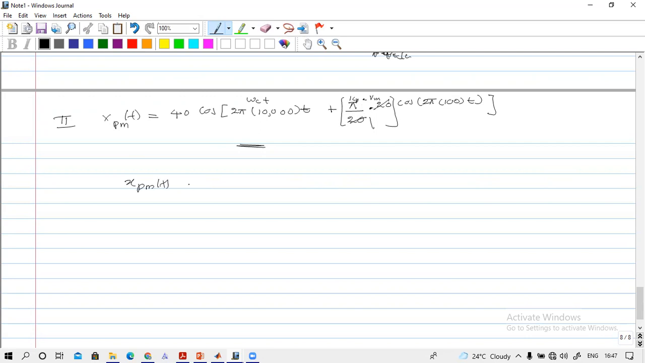So here xp(t) is equal to 40 cos of 10,000 t plus 5 cos 500 t. So this is our signal. You can see that our signal is a function of a function. We have a function, and inside that there is another function of t. Normally, in amplitude modulation and DSB modulation, it is just a function, not a function of a function. So this is a function of a function. This is our second answer.